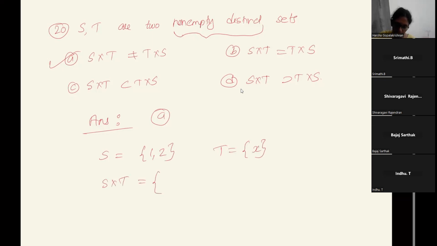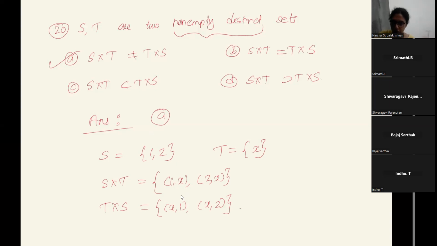What is S cross T? It is (1, x), (2, x). And what is T cross S? (x, 1), (x, 2). Okay, so now S cross T and T cross S are different, right? S cross T and T cross S are not equal.